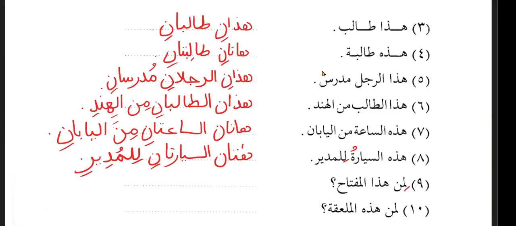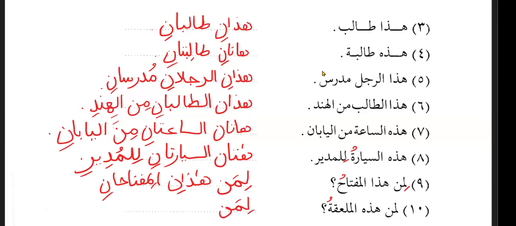طيب أبو يوشع لمن هذا المفتاح؟ لمن هذان المفتاحان؟ نعم لمن هذان المفتاحان؟ لمن هذان المفتاحان؟ جيد. عبد القيوم لمن هذه الملعقة؟ لمن هاتان الملعقتان؟ نعم لمن هاتان الملعقتان؟ ما معنى الجملة؟ Who do these spoons belong to? نعم these two spoons belong to. ملعقتان. لمن هاتان الملعقتان؟ جيد.